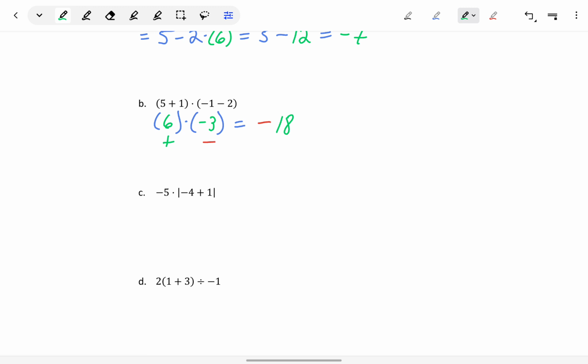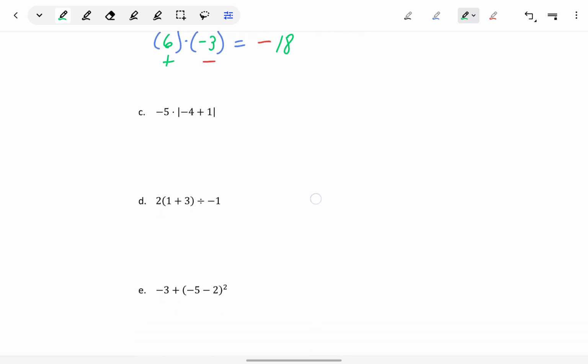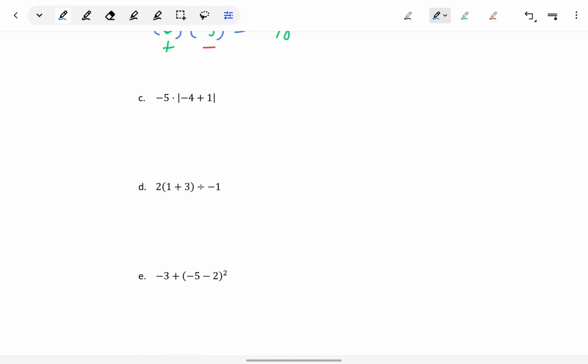In each of these cases, we haven't had any exponents to evaluate, so we've been going from parentheses to multiplication and division to addition and subtraction. But in a few steps here, we'll see a case where we have some exponents mixed in there. In example C, or part C, we have negative 5 times this expression negative 4 plus 1 in between a pair of vertical bars. Those vertical bars are absolute value bars, meaning we take anything that's inside those, and once we evaluate it down to a single number, make that positive. And we treat them like parentheses in terms of the order of operations.